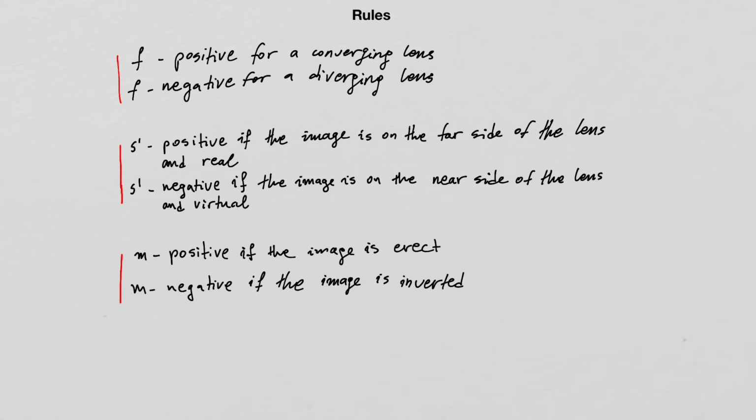The rules for the magnification of a lens are: if the magnification is a positive number, then the image is erect, and if it's a negative number, then the image is inverted.